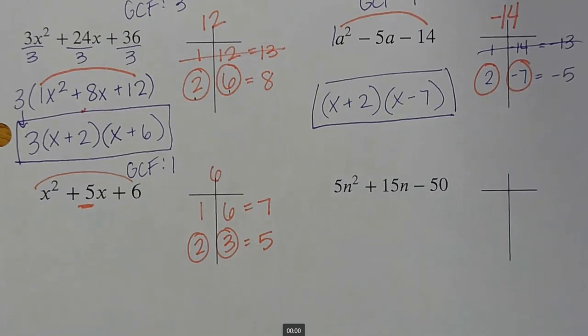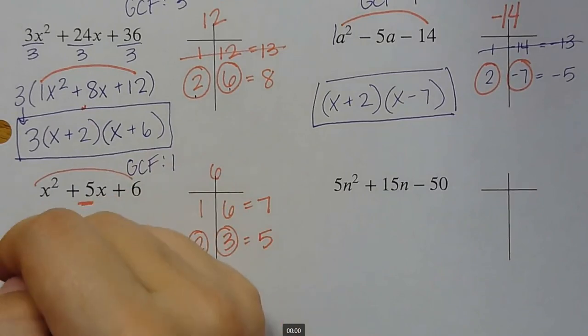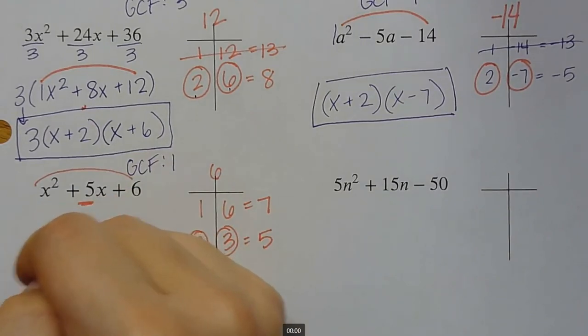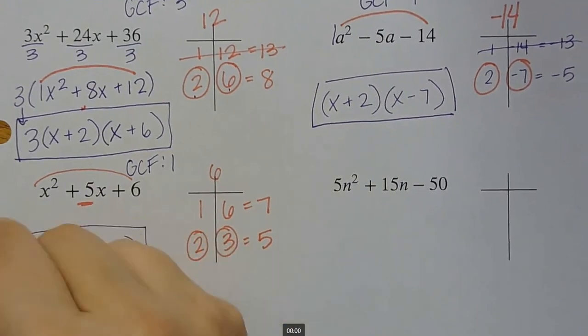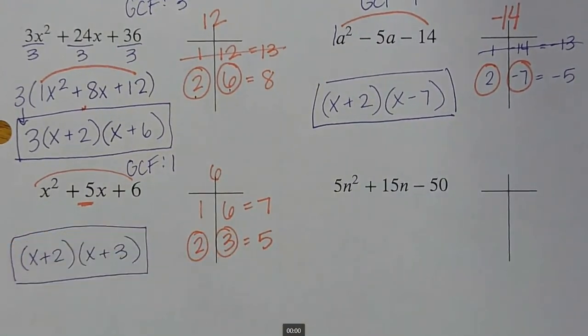All right. So what did you get as your two factors? X plus 2. Okay. Can I hear from someone else? What's the other one? Times x plus 3. Yeah. All right. Is this pretty simple? You feel good about it so far? Yes.